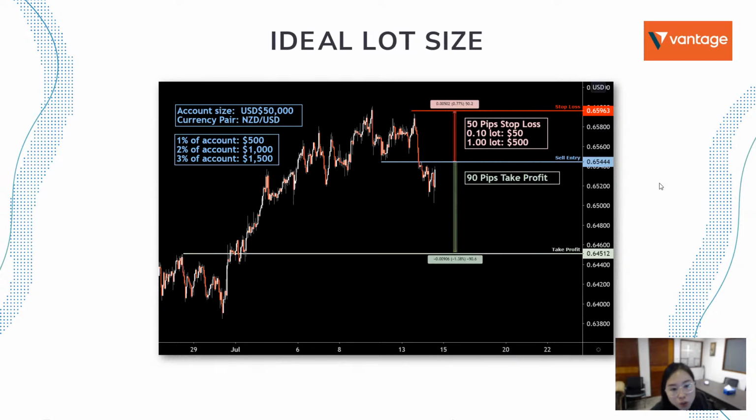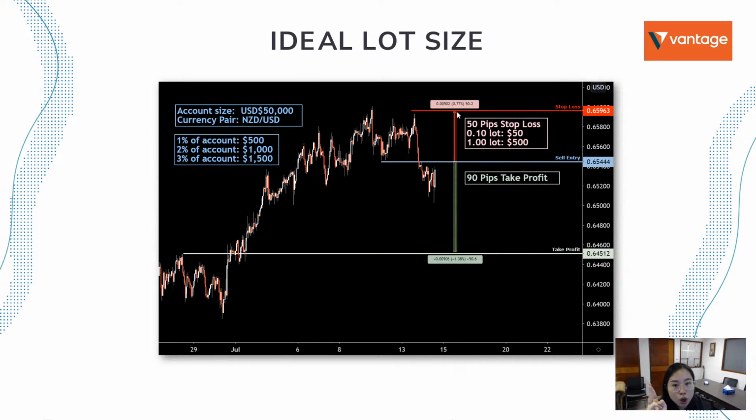Okay, so now what we're going to do is find our entry. You're going to look for your entry first, then your stop loss, and then your take profit. For this case, when you're looking for your lot size, your take profit is not important yet. The more important things are your sell entry and your stop loss. So your entry is here and your stop loss is here.